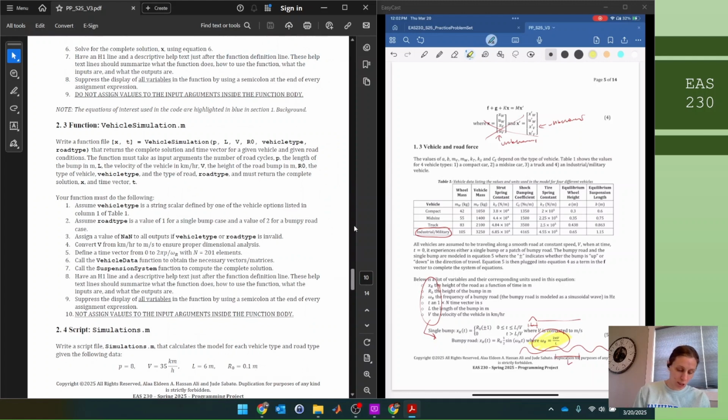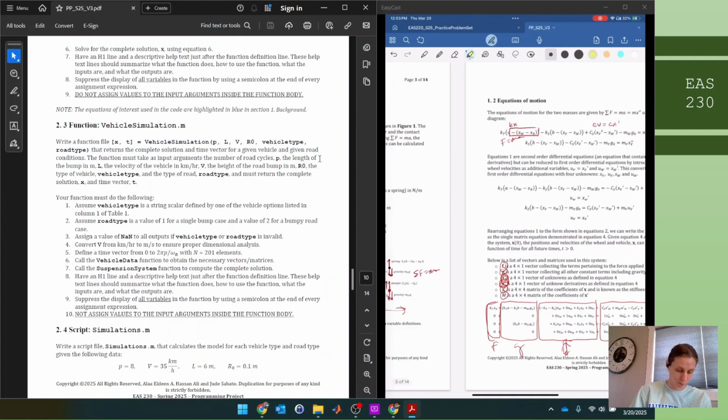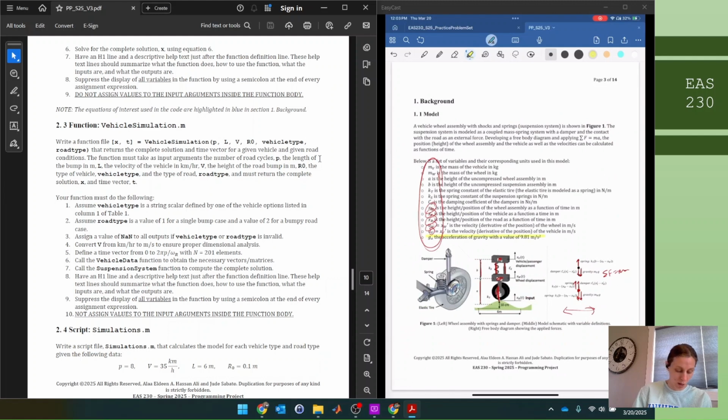Vehicle simulation. Your vehicle simulation is putting it all together. So this is what you're going to essentially use in order to call in your script files, because vehicle simulation takes in all the parameters for the simulation. All the parameters for a given vehicle, for a given road type, for a given bump. This is for a given bump information, for how fast the vehicle is going, for how much time it's going to take, like how much time you want to follow the road after it hits the bump. Okay, so that's what all of those mean, where you're going to call your vehicle data function, call your suspension system function, and get a final result of x and t.